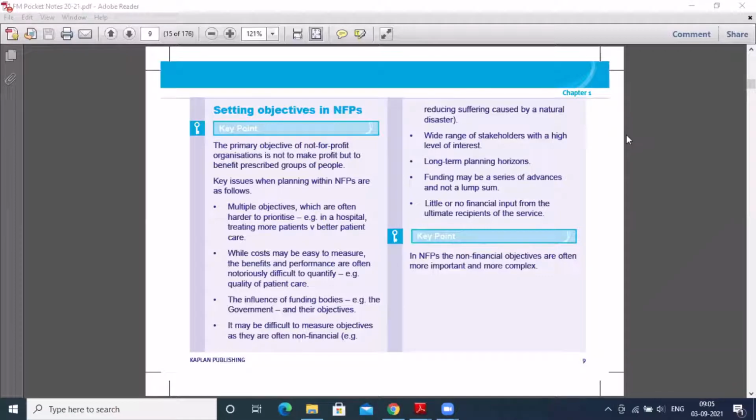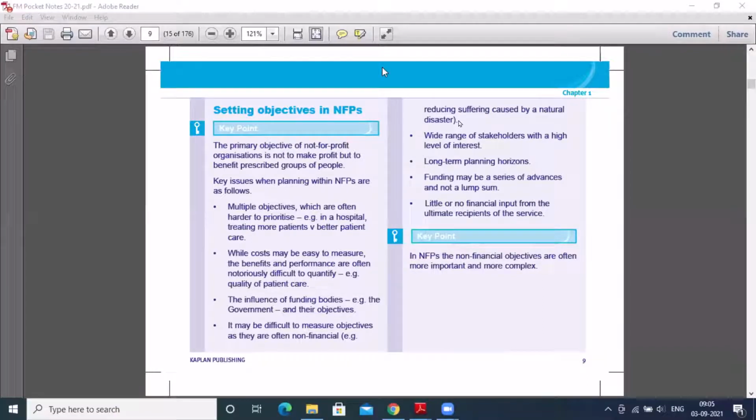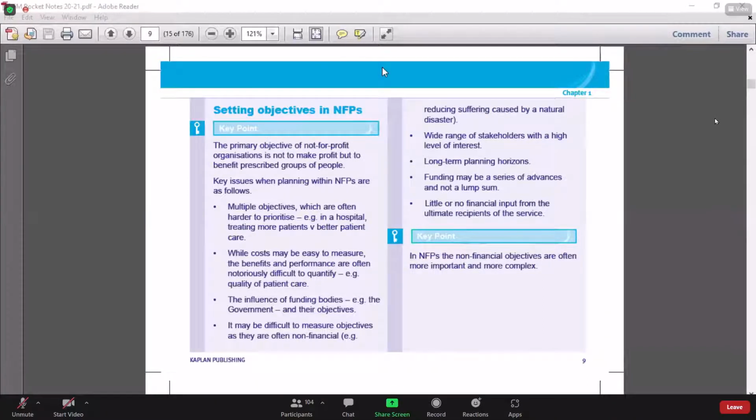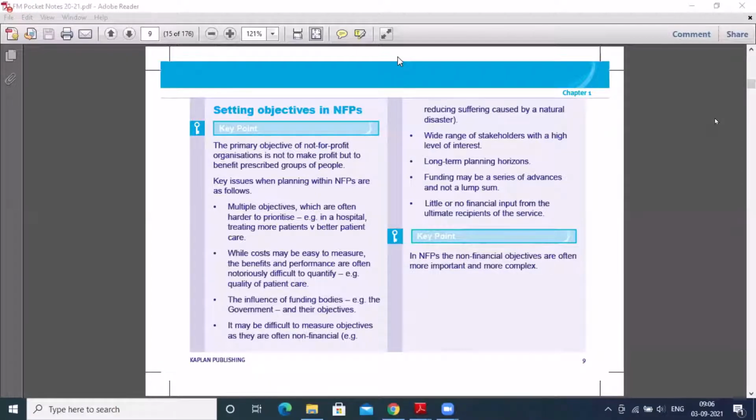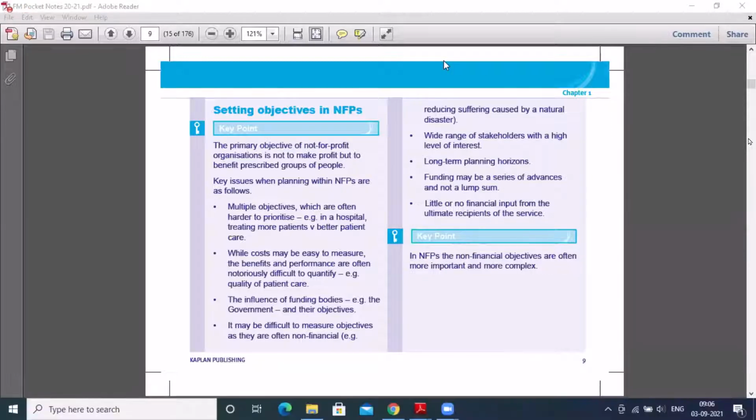I request the participants to please mute your speaker. During the session, please don't enable your speaker. I will be giving you time if you want to ask any question. I'm expecting this should not be repeated in the sessions.